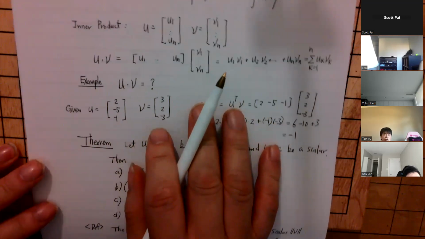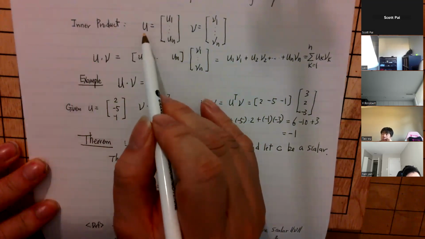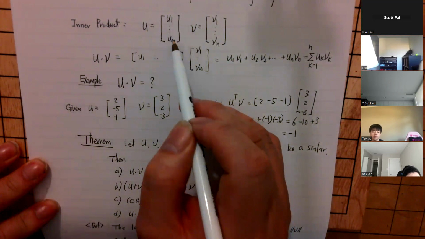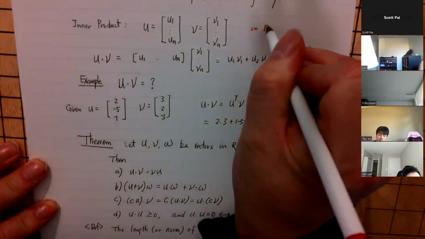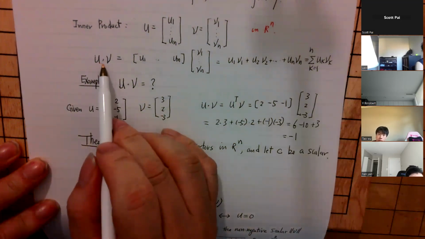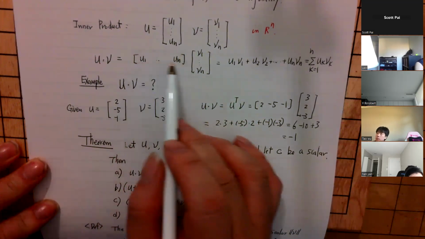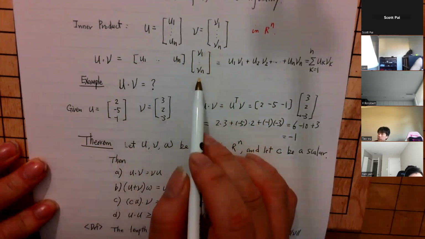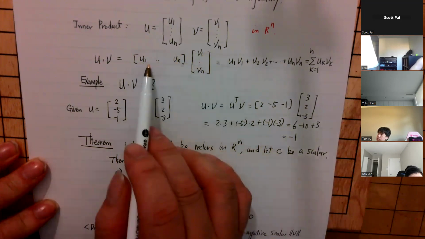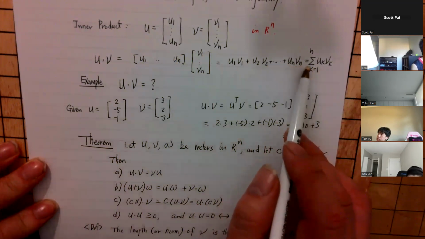This is something I covered at the beginning of the semester. Inner product. Suppose we are given two vectors, u and v, in Rn. What's the inner product of u dot v? It's u transposed times v. So this ends up with u1 times v1 and u2 times v2, all the way down to un times vn, and then sum them up.